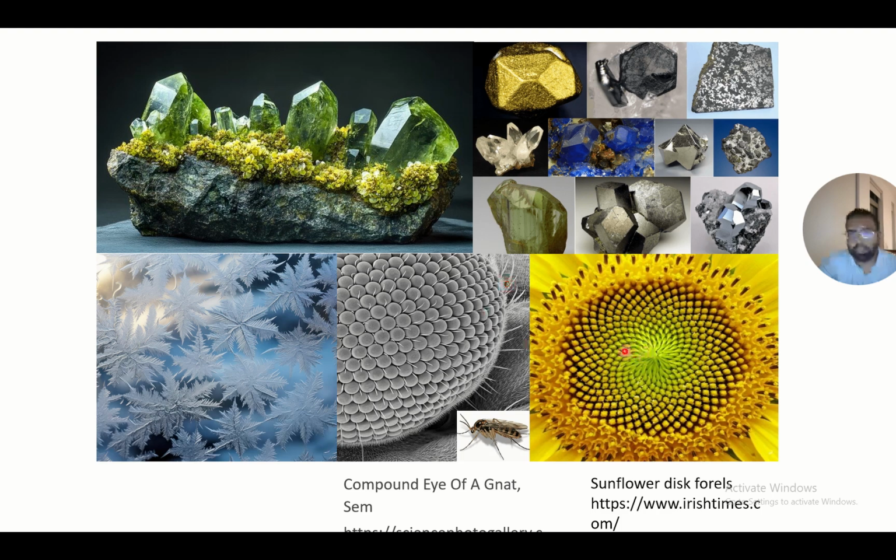In the same way, here you can see the sunflower disc florets. This is a sunflower, and here the pattern is a Fibonacci kind of pattern, and the blocks are repeating to develop this structure. So even though this is not a crystal, and this is also not a crystal, there is a kind of symmetry, a kind of pattern that we can see in nature in daily life.